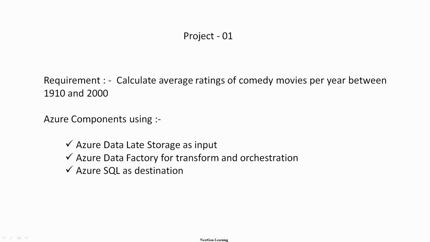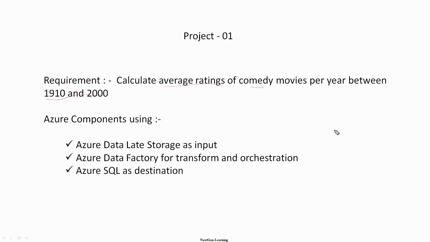So let's start learning by doing some simple projects. The first project, the requirement is to calculate the average rating of comedy movies per year between 1910 and 2000. In any project, the first step is to understand the requirement. So this is our requirement: we need to find the average rating of comedy movies between these years. This is the logic we need to implement.